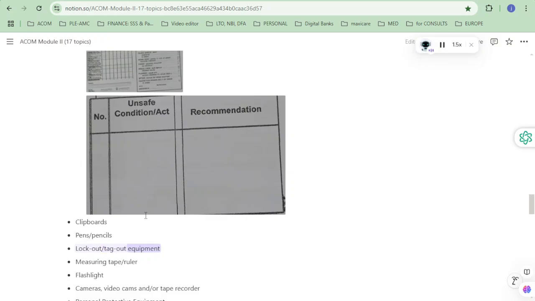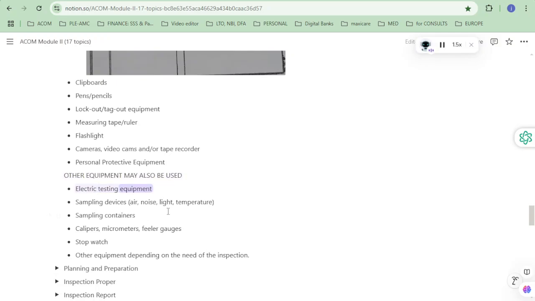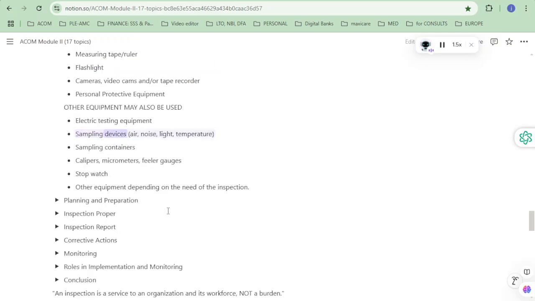Lockout/tagout equipment, measuring tape or ruler, flashlight, cameras, video cams and/or tape recorder, personal protective equipment. Other equipment may also be used: electric testing equipment, sampling devices for air, noise, light and temperature, sampling containers, calipers, micrometers, feeler gauges, stopwatch, and other equipment depending on the need of the inspection.